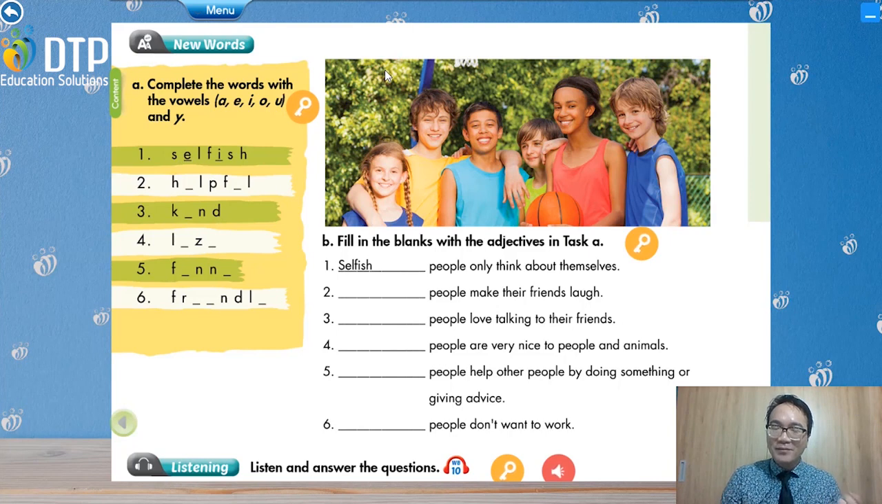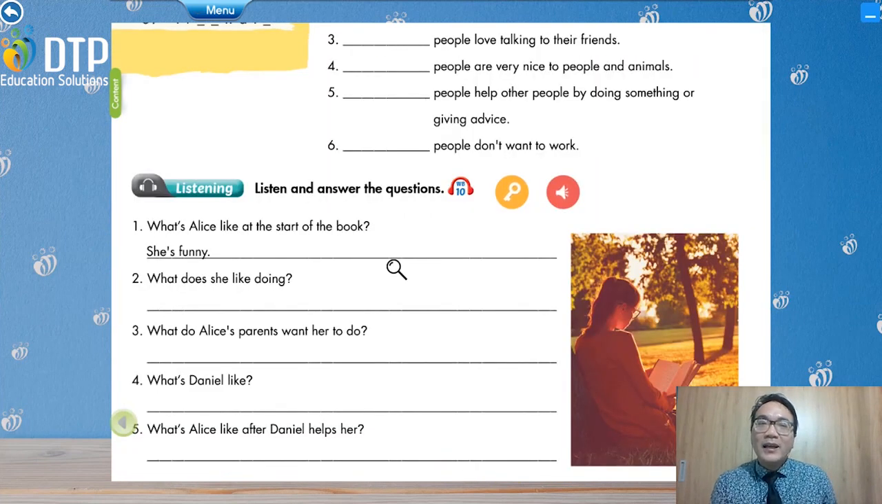Very good job. So another activity for you to do, this is the listening activity. You listen and you answer the question, but first you have to read the question, right? Because that will be your expectation. Chúng ta phải mong đợi nghe cái gì, mình sẽ đọc câu hỏi trước nha. What's Alice like at the start of the book? So she's funny, right? The answer is she's funny.